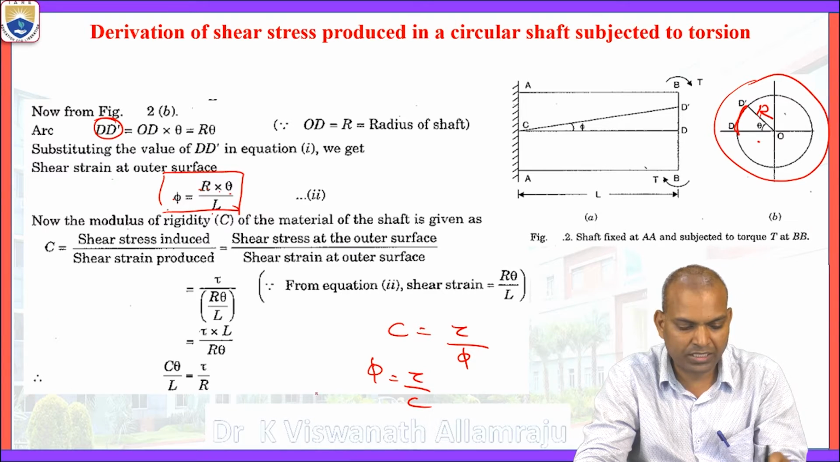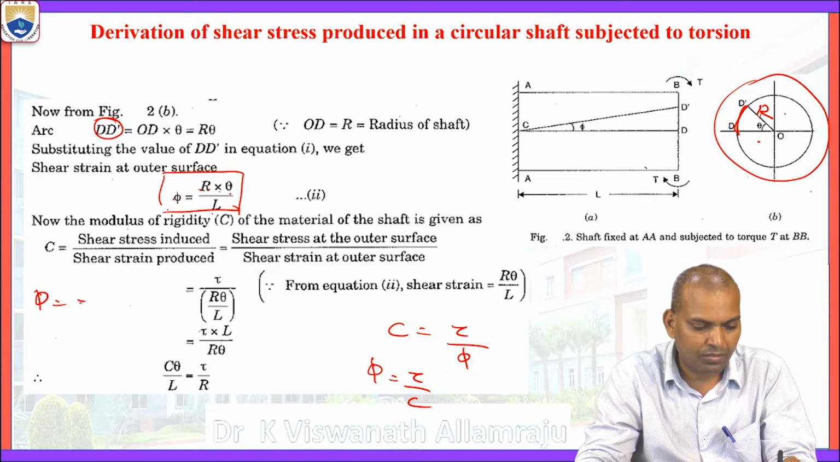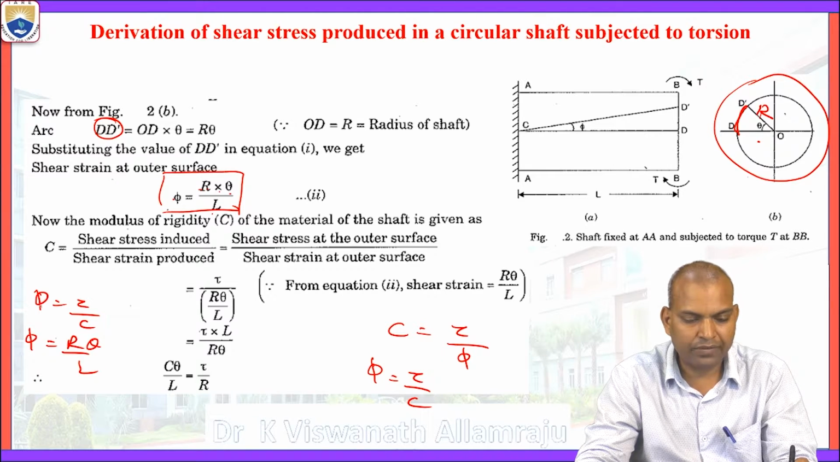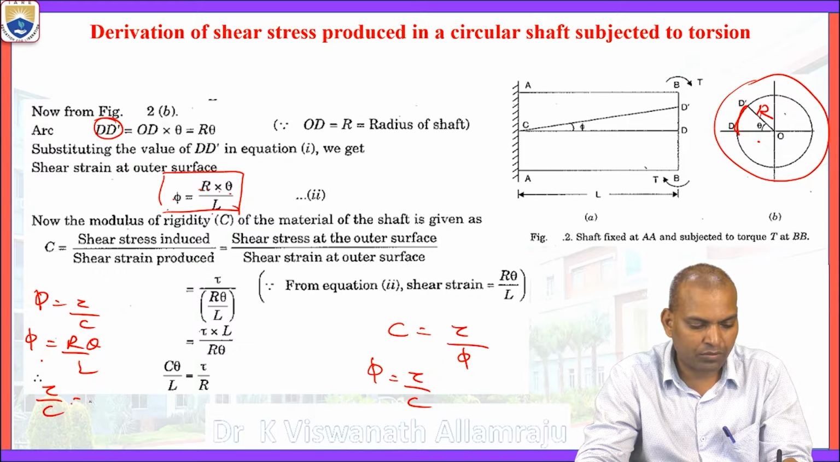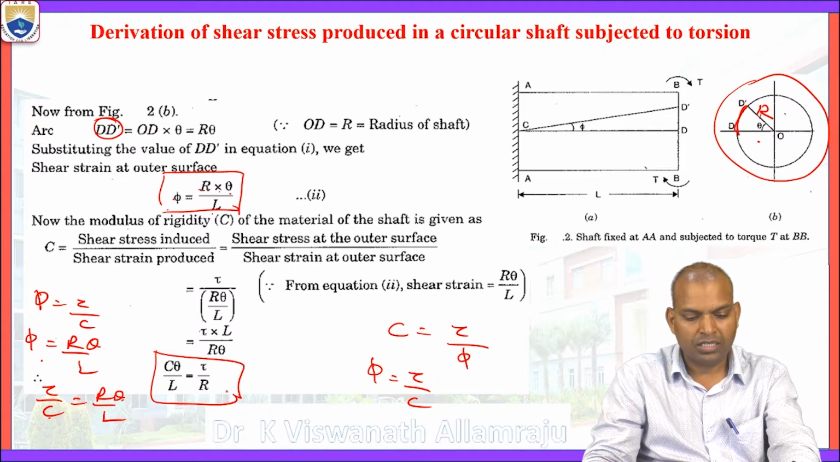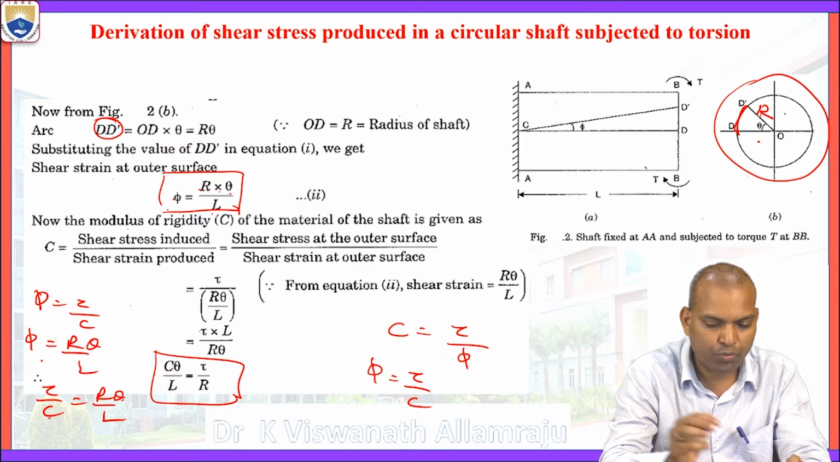Phi equal to tau by C, and another one is phi equal to R theta by L. Equate these two equations. Then tau by C equal to R theta by L. Now C theta by L equal to tau by R. This is the equation obtained here: C theta by L equal to tau by R.